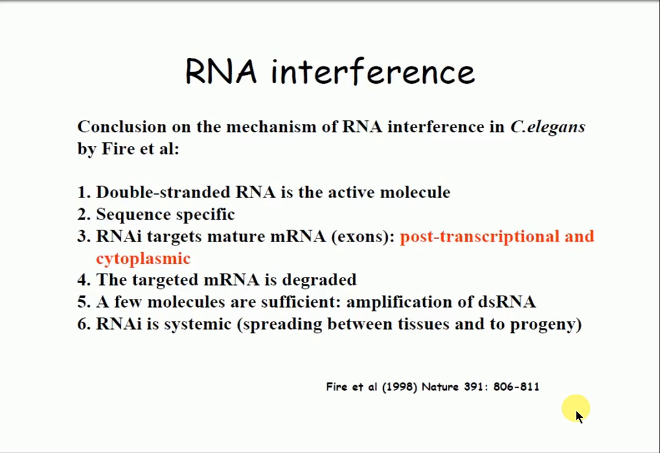So RNA interference was first described in C. elegans by Andrew Fire and others in 1998, and only a few years later was awarded the Nobel Prize because it was so fundamental, a process that hadn't been seen before, and also involved RNAs. And I'm sure you heard this week who got the Nobel Prize this year.